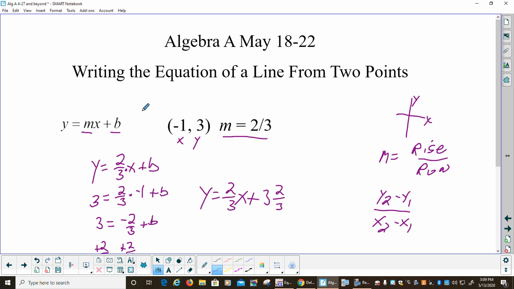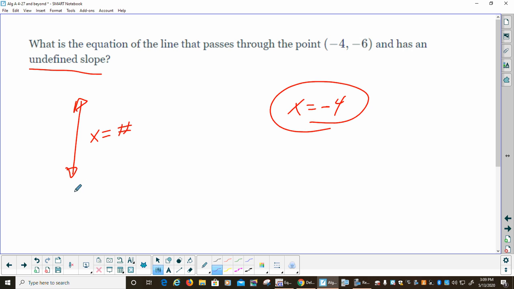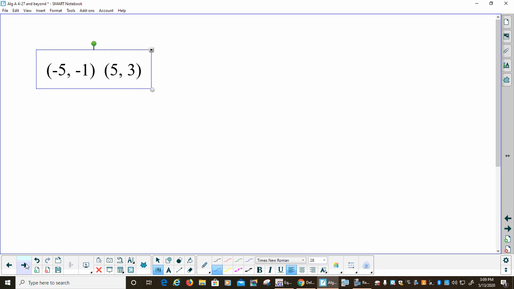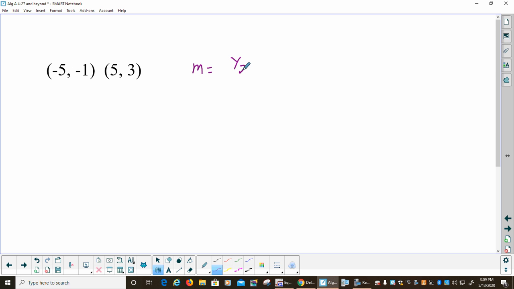Let's go back and look. You were told the slope and a point. This week, what's new? Whoops. Wait, that was from last week. You're not told the slope, so you have to find the slope. And to find the slope, I wrote the equation on the other side. It's y sub 2 minus y sub 1, capital Y, over x sub 2 minus x sub 1.